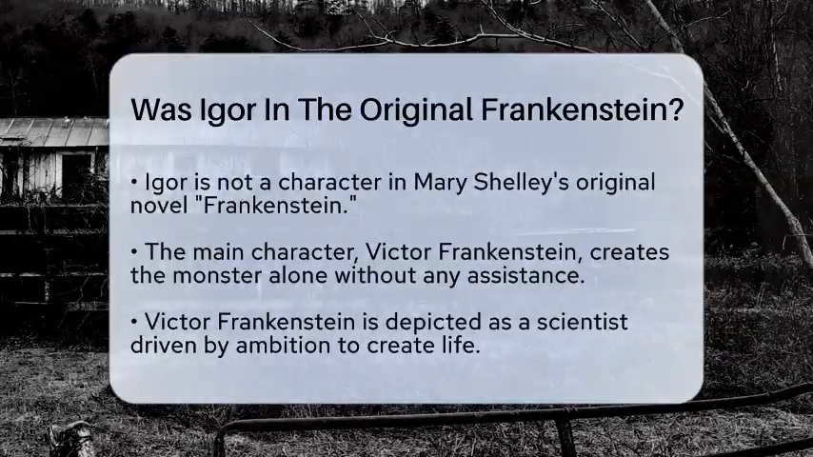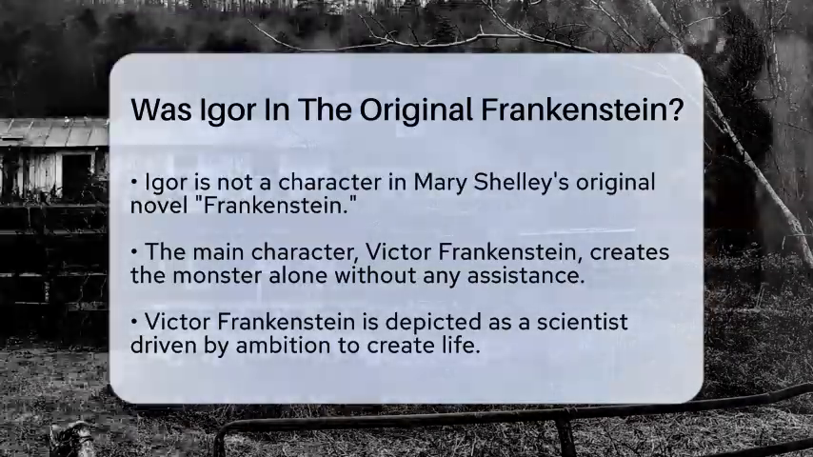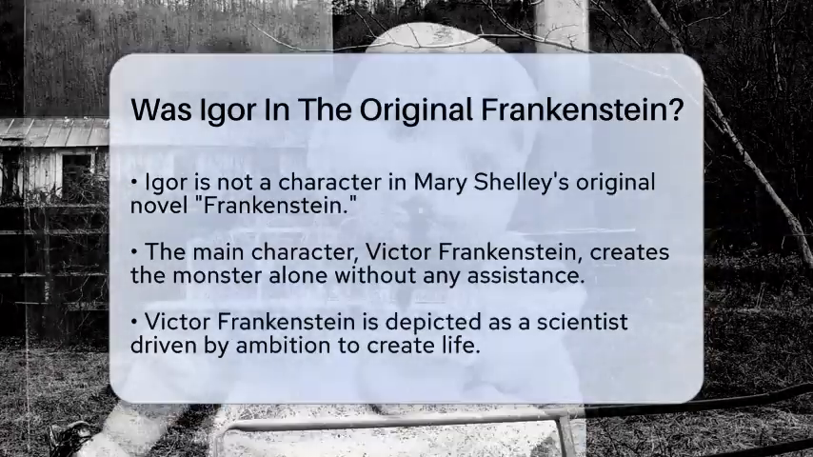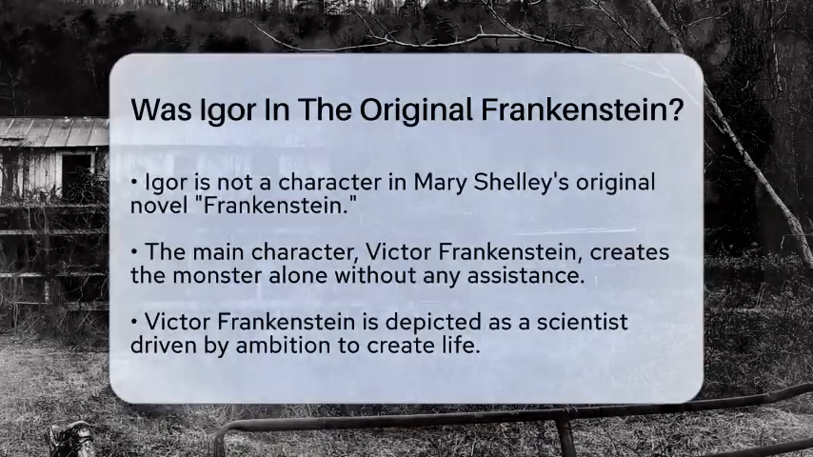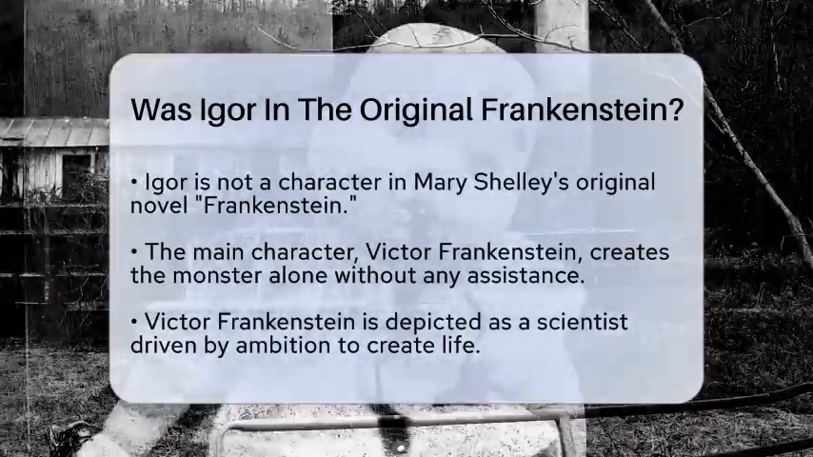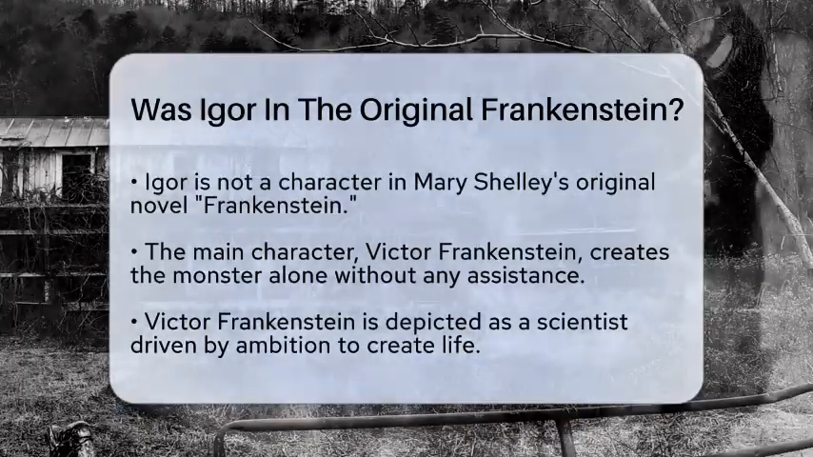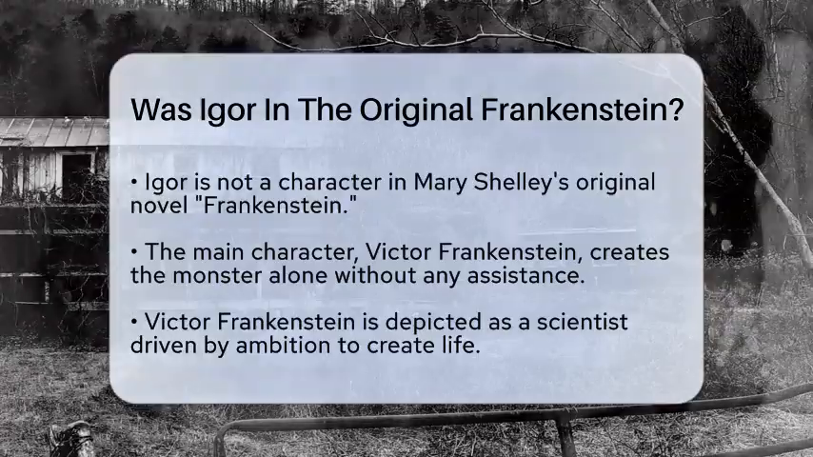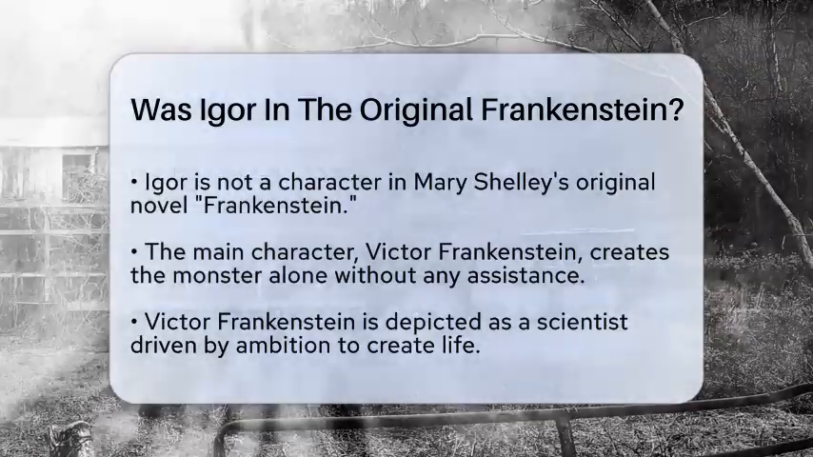In these adaptations, Igor is often depicted as a hunchbacked sidekick to the mad scientist, usually Victor Frankenstein or another similar character. For example, in the 1931 movie Frankenstein by Universal Studios, a character named Fritz plays a role similar to Igor, acting as a servant to Henry Frankenstein.